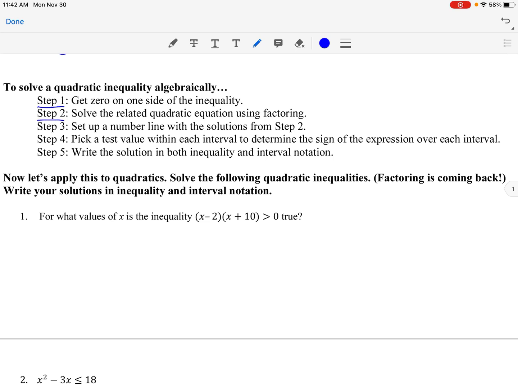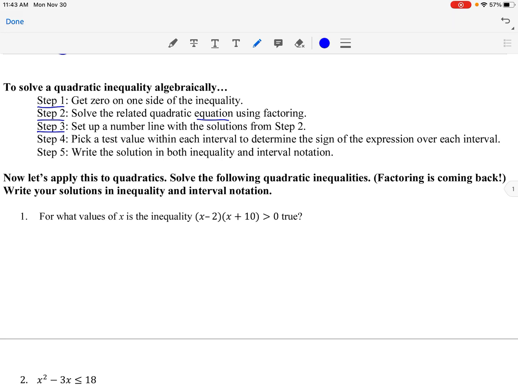And then we're going to solve the related quadratic equation. So we're going to kind of pretend that it's an equation for a second. Solve that using factoring. And then whatever numbers we get from that, we're going to use in step 3. So we're going to set up a number line with the solutions from step 2. And then, because these are inequalities and not equations, we're looking for not where this side is equal to that side, but where it is greater than that side.